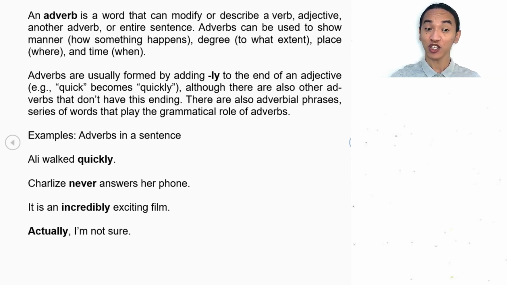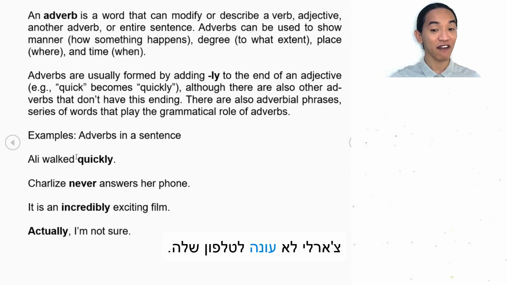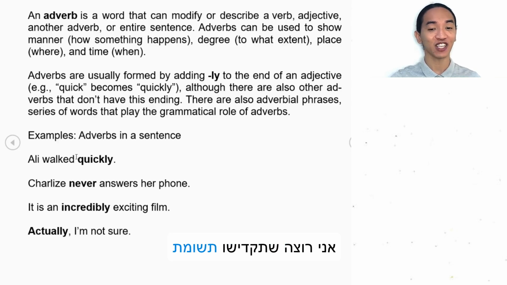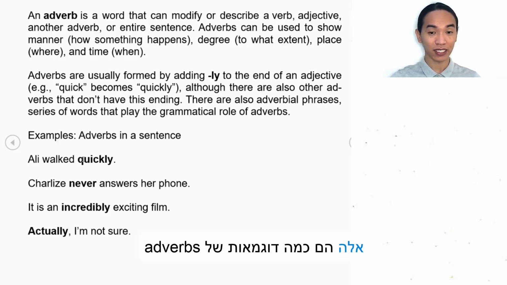All right, so now let's take a look at some example sentences using different kinds of adverbs. So let's see this one. Ali walked quickly. Charles never answers her phone. It is an incredibly exciting film. Actually, I am not sure. So I want you to pay attention to the bold words. These are some of the examples of adverbs that we have.